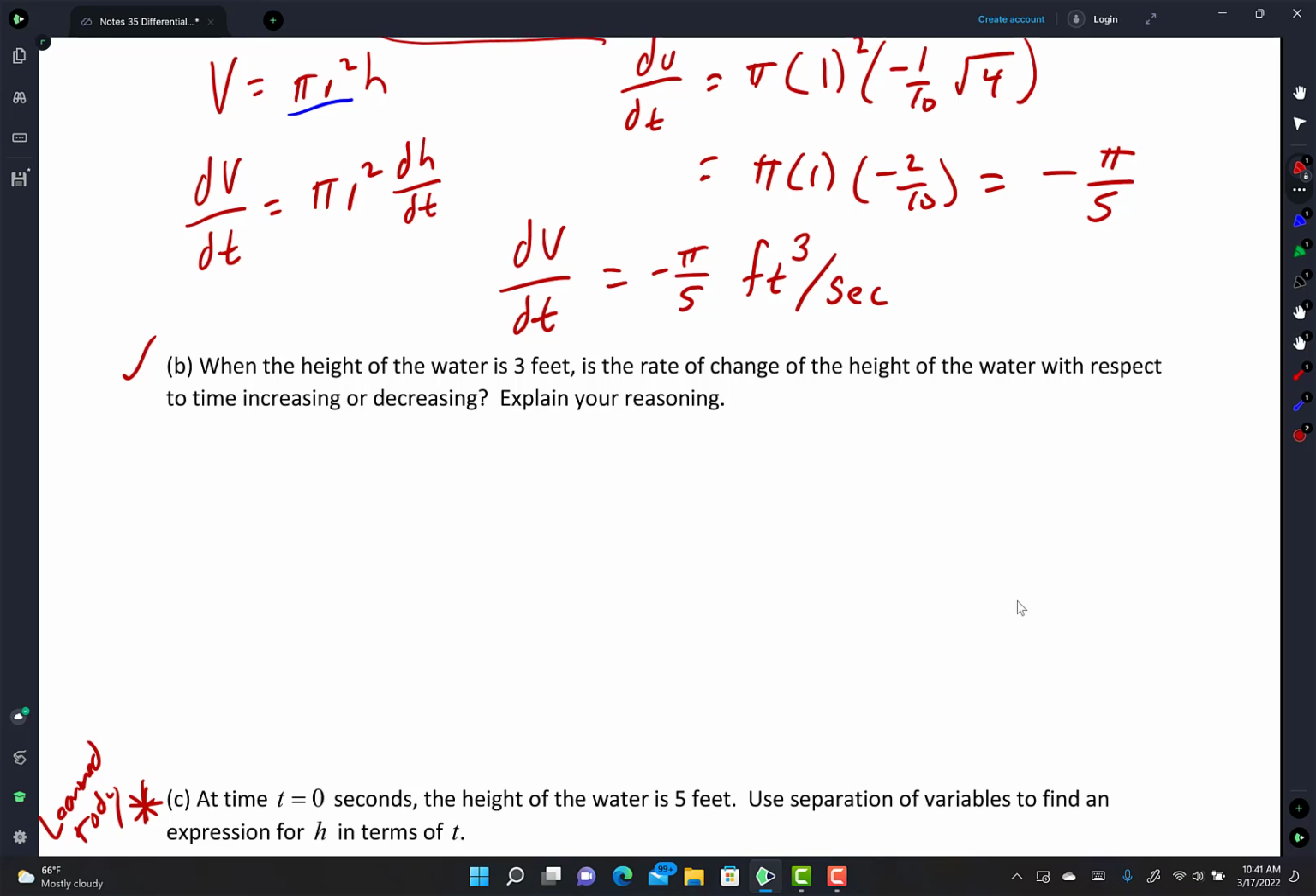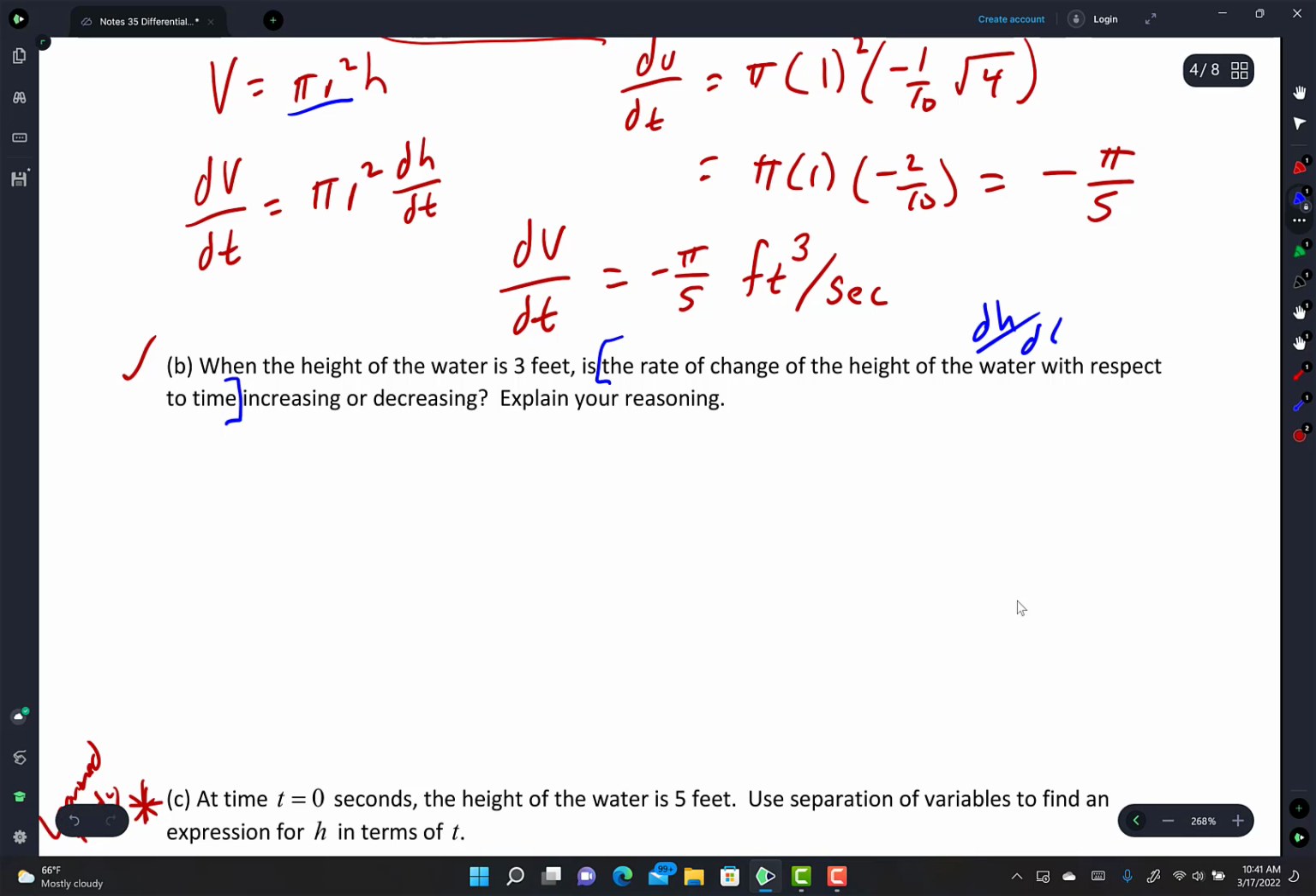What do they want? It says when the height of the water is 3 feet, I'm going to underline this, is, and I'm going to put it in a bracket, is the rate of change of the height of the water with respect to time. I'm going to put all that in brackets. So, yeah, perfect. So the rate of change of height of the water with respect to time. What is that? You said it right now. Oh, that is dH/dt.